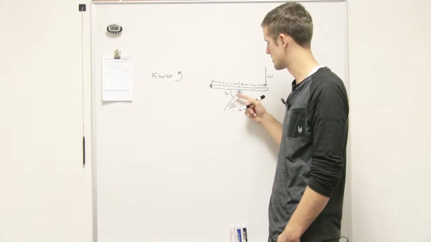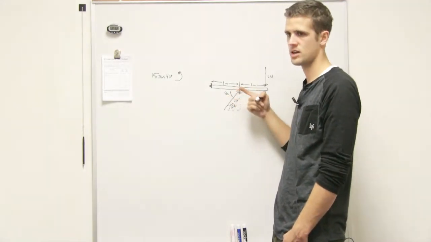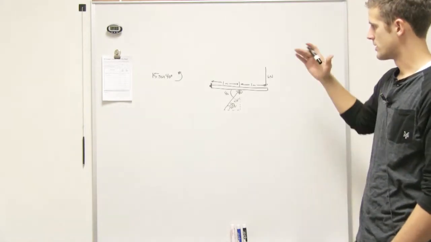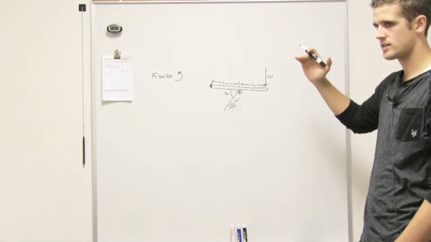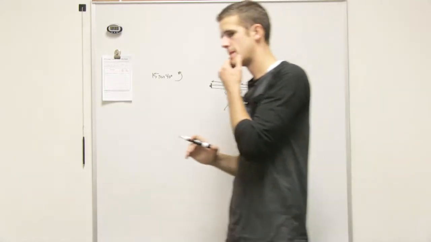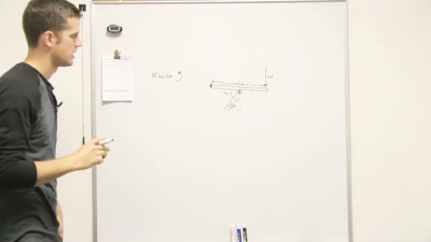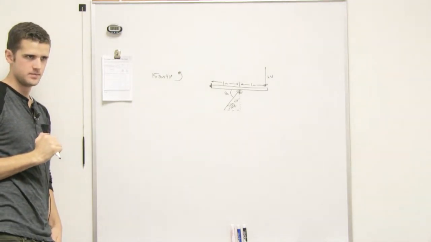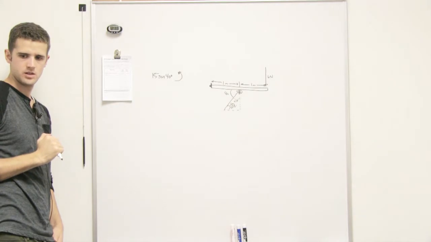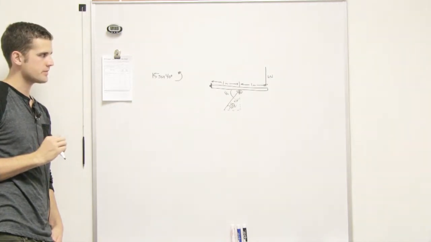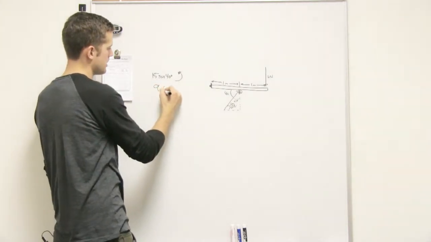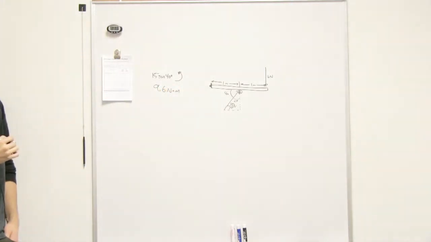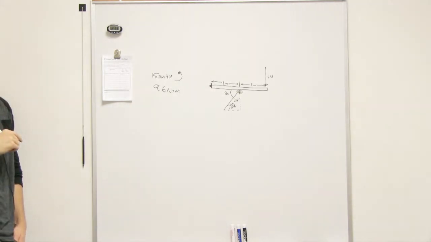Or you can just use the angle between the two of them and use the sine. Okay. All right, so that's the torque trying to push it this way. What's that equal to? 9.6. Okay. What's the torque trying to push it the other way?